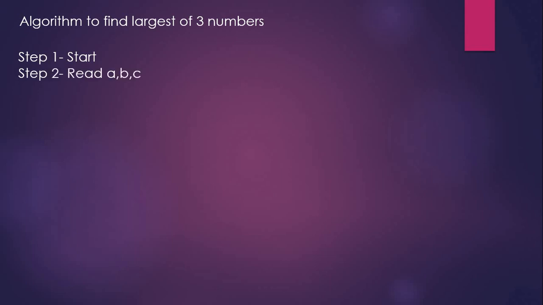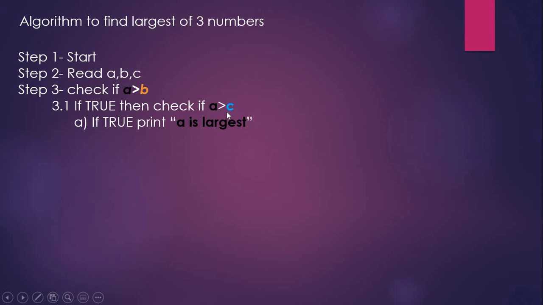Step 1, start. Step 2, read A, B, C. So A, B, C are the three numbers. Now first let us check if A is greater than B. If A is greater than B, this condition is true, then we have to compare A with C.